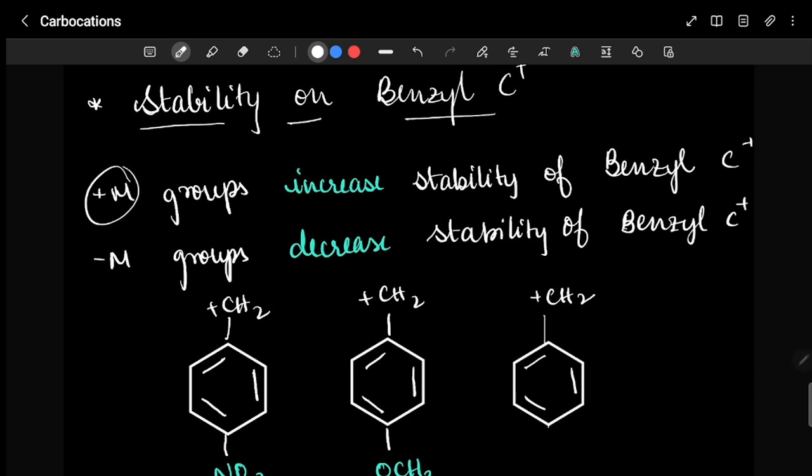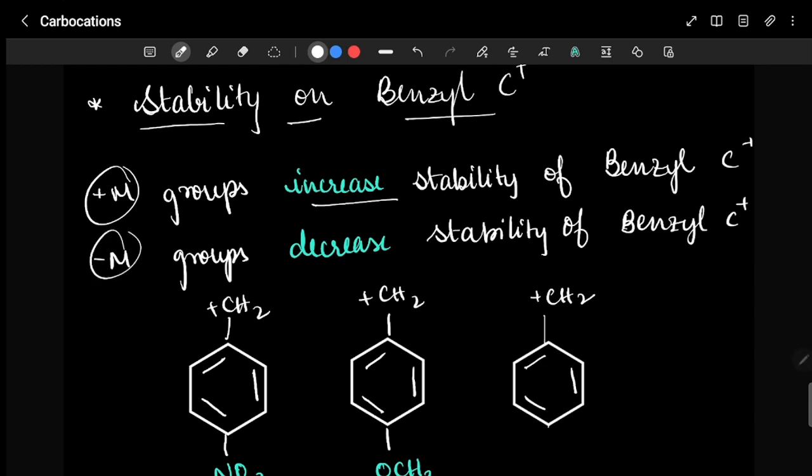So plus M groups are electron donating groups. They give electrons. So plus M groups increase the stability of benzyl. They are giving electrons, right? So when they are giving electrons, the plus charge on the C plus will decrease. When the charge is decreasing, stability will increase.